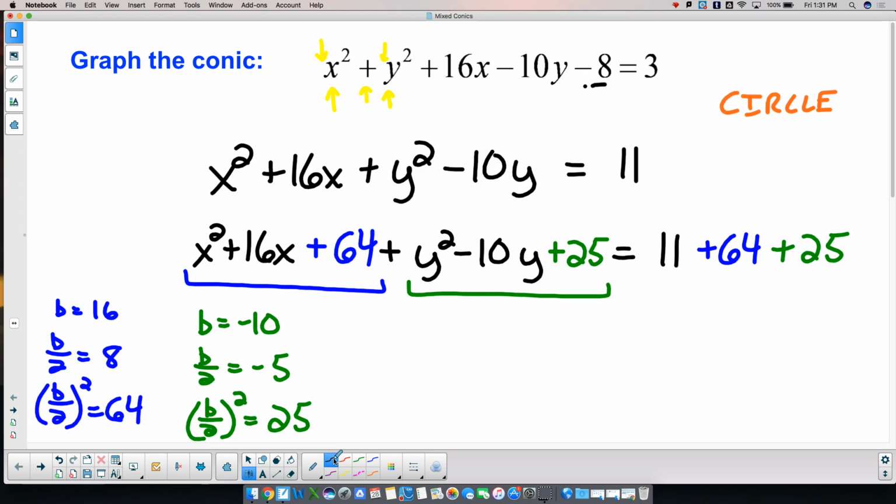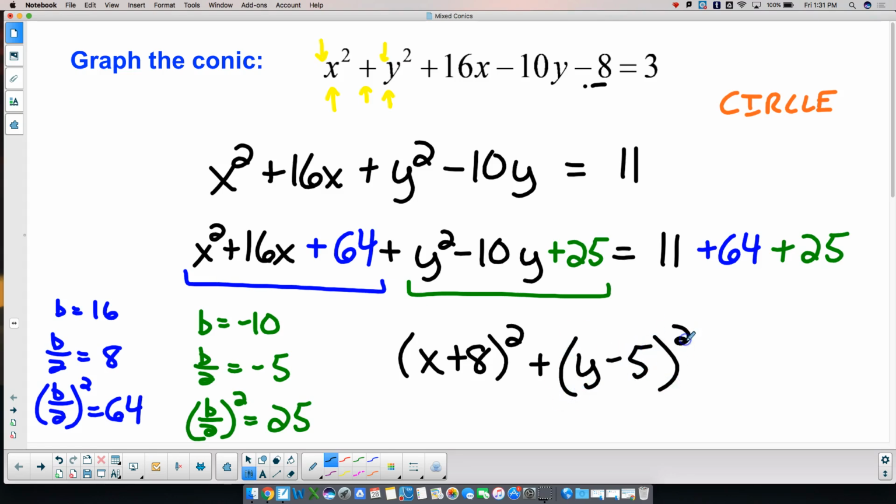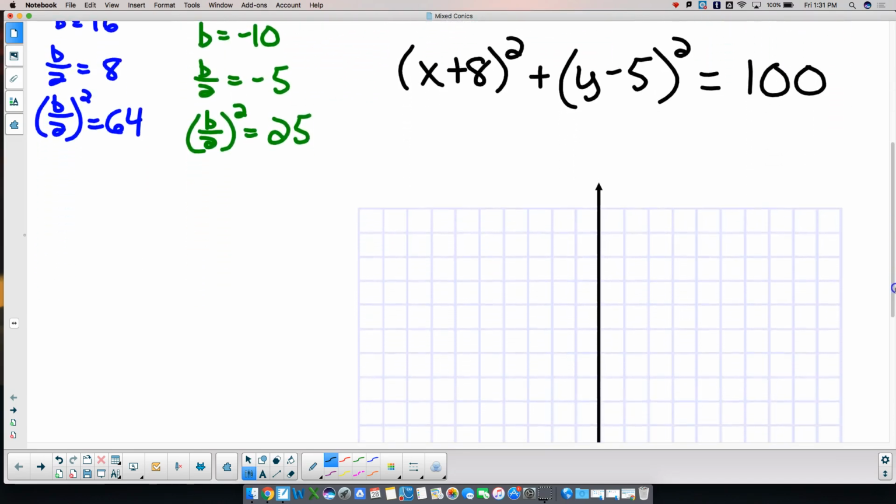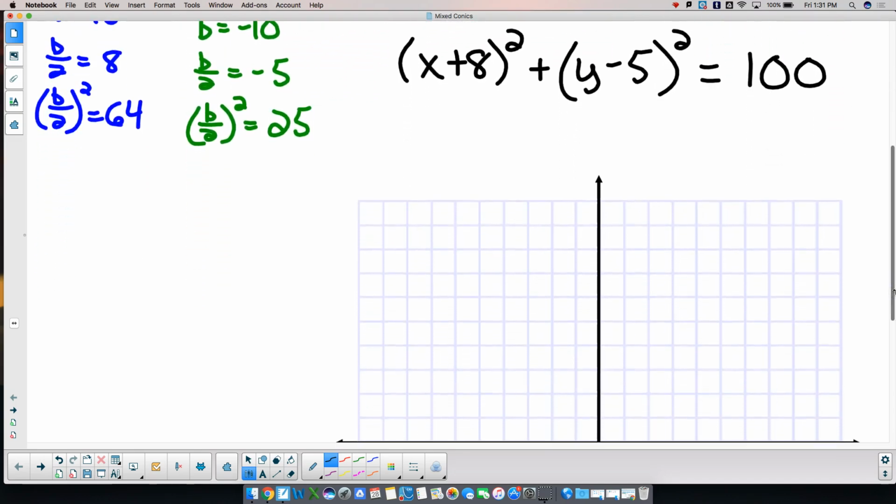So my x's combine to be x plus 8 quantity squared. My y's combine to be y minus 5 quantity squared, and that's going to equal 100. That now is the standard form of my circle. So now I can graph that circle.